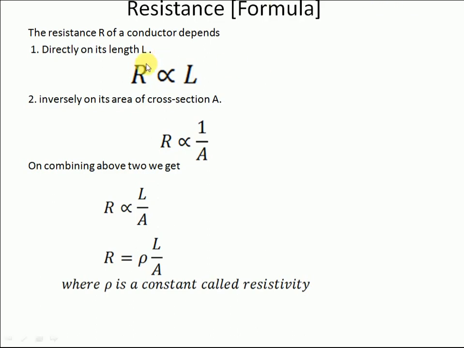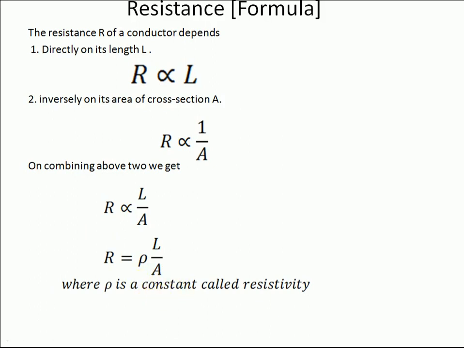As we already know, resistance is proportional to length, and resistance is inversely proportional to the cross section area. Then on combining the above two, I'll get R proportional to L by A. Now if you want to remove this proportionality sign, then you'll put a constant. So I'll write R is equal to rho L by A, and this rho is a constant called resistivity, and the resistivity of a conductor never changes. It's constant for a conductor.